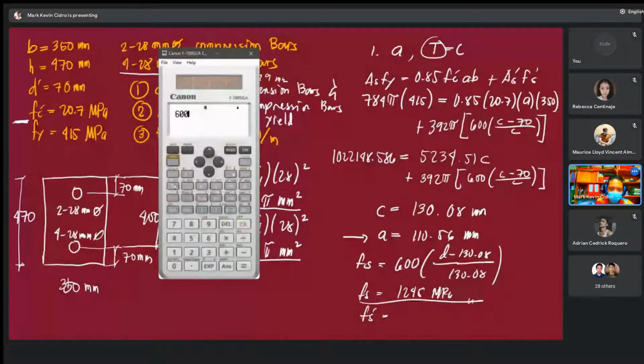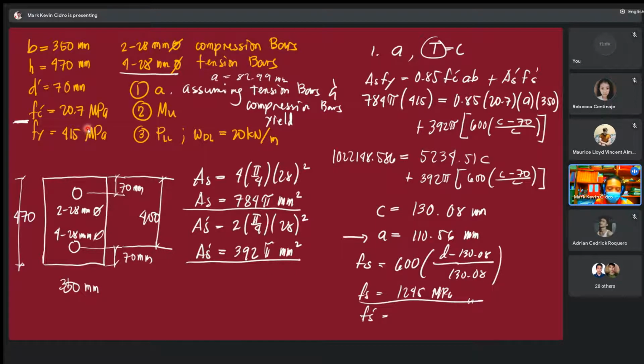Right, 600 multiplied by c minus d prime. Your c is 130.08 minus d prime, which is 70, all over 130.08. The answer is 277.12. So this is what is used for your compression bar. It does not use all of its capacity of 450.